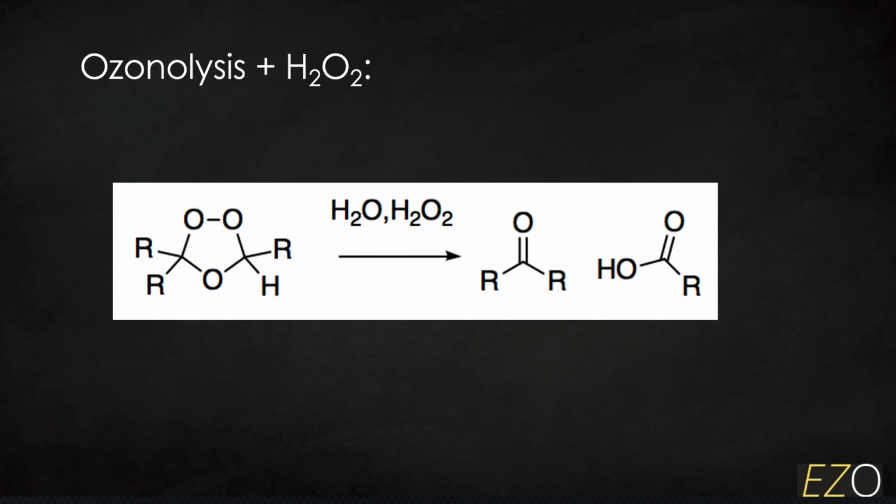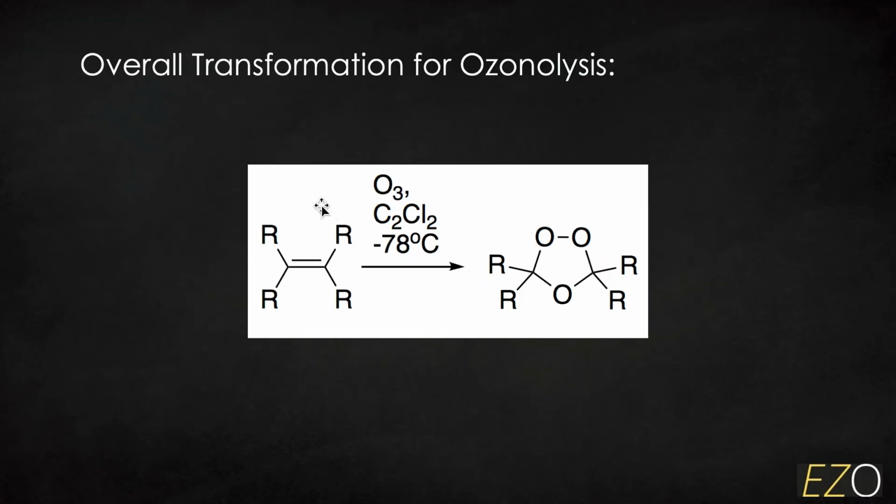So you can imagine the overall transformation for this is that this portion here gets cleaved and replaced with an oxygen on either side. So what happens is this bond gets cut in half and you replace it with an oxygen on each side. So you end up with carbonyl groups on either molecule that ends up from the overall transformation.